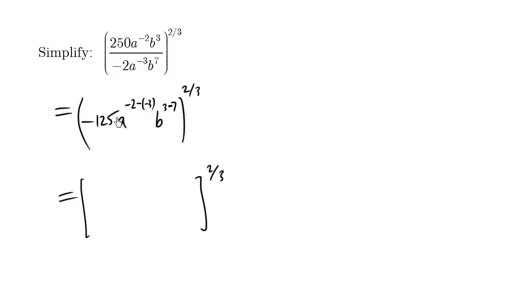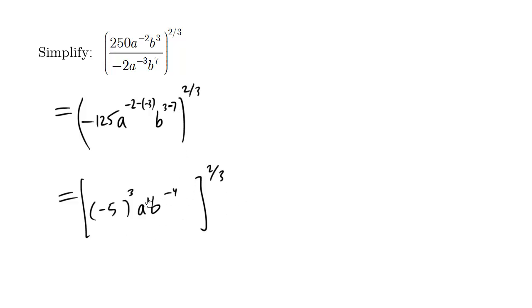The trick here is to try rewriting that number with brackets around it. So in this case it'd be -5 cubed. -5 times -5 times -5 indeed is -125. So we have a to the -2 plus 3 would be a to the 1. I'm not going to bother writing that. B to the 3 minus 7 is -4.